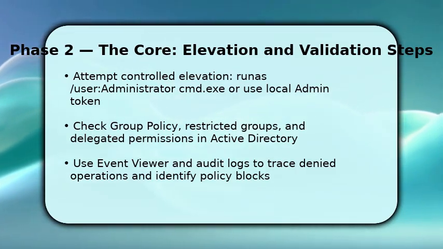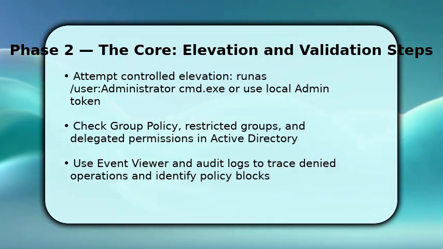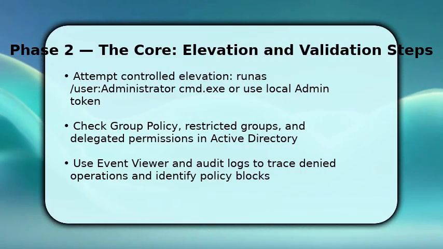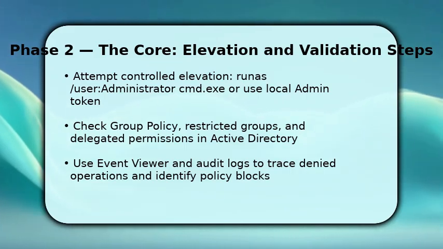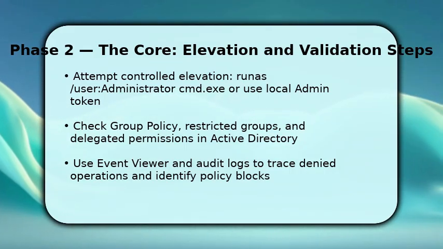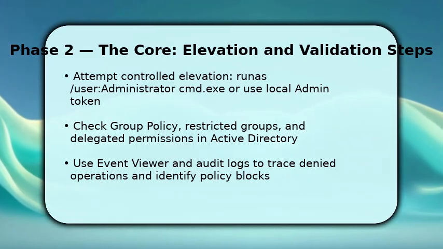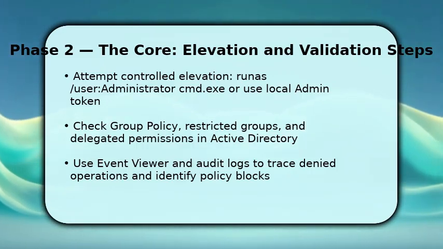Next, inspect group policy and delegated permissions in Active Directory to locate the restriction source. Also, examine Event Viewer and security audit logs to find precise denial events, because knowing why access is blocked tells you what to change. Once you confirm the mechanism, plan the least privilege correction to minimize risk.